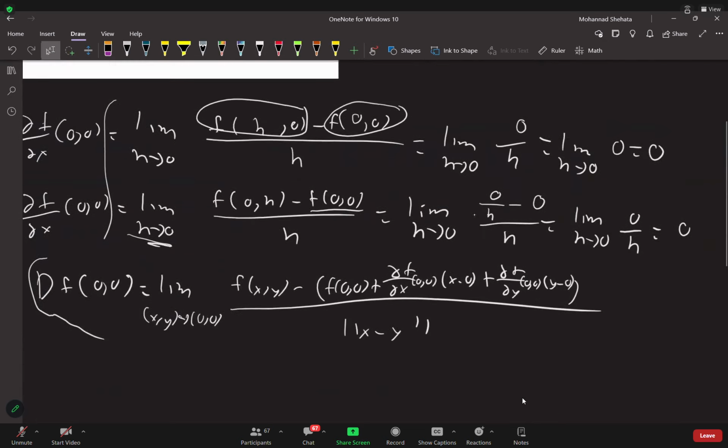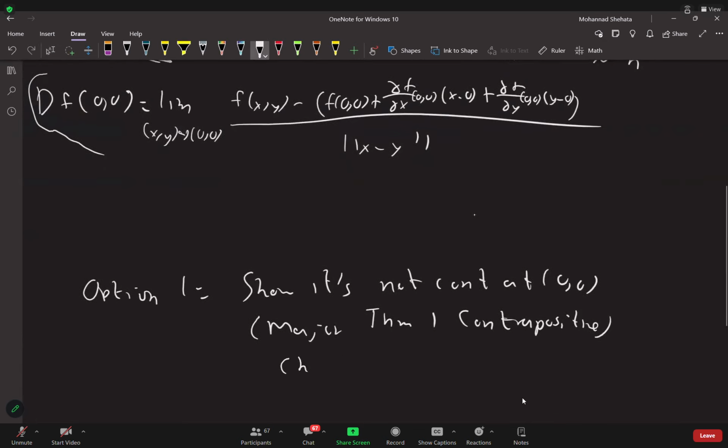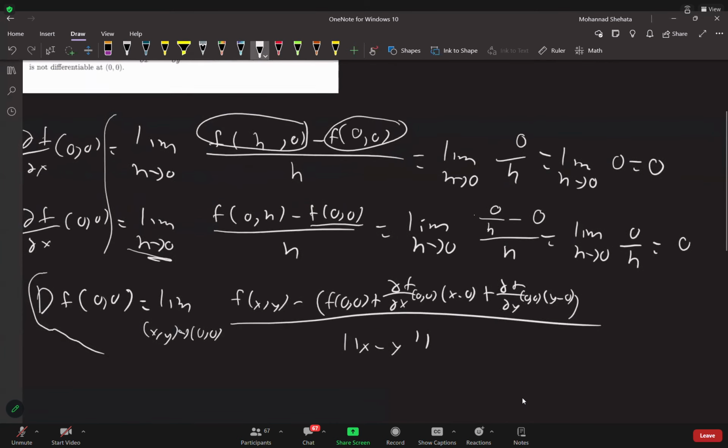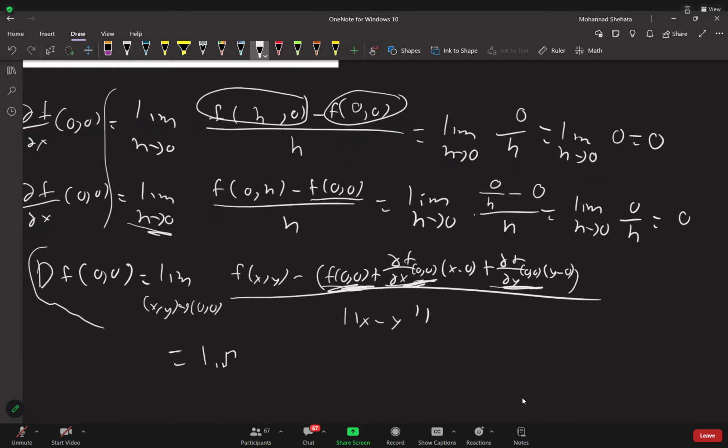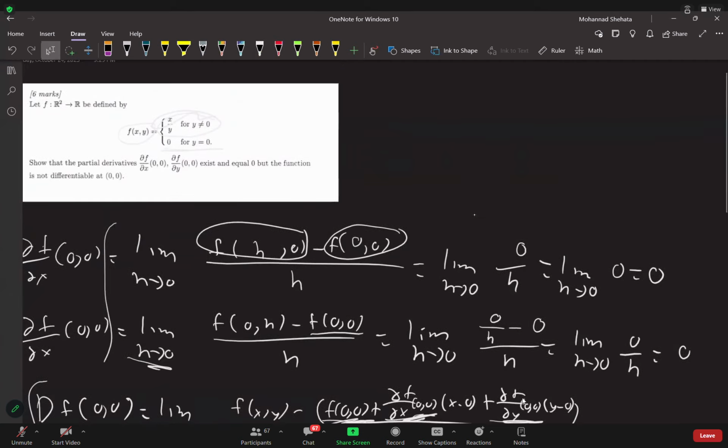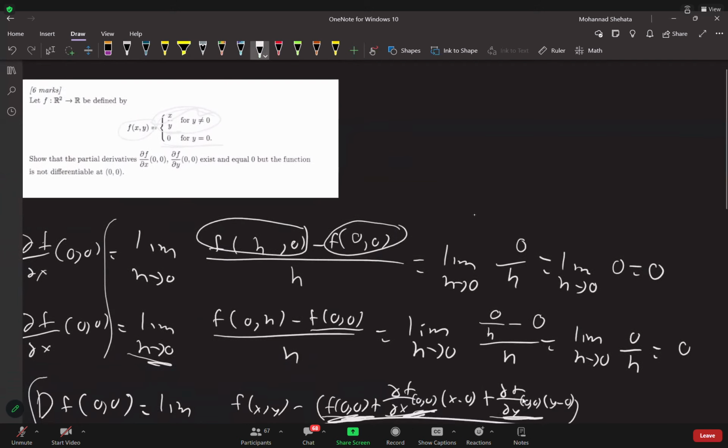Option 2 is the definition. Choose path y is equal to x. Here, recall that the derivative is 0. We just found it. The derivative is 0. At the point, the function evaluation at 0 is 0. So this reduces to the limit as (x,y) approaches (0,0) of f of (x,y) over the norm of (x,y), which is the limit as (x,y) approaches (0,0) of, since y is non-zero, we pick this definition.